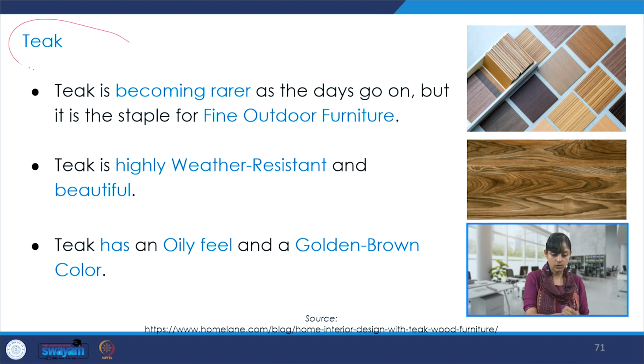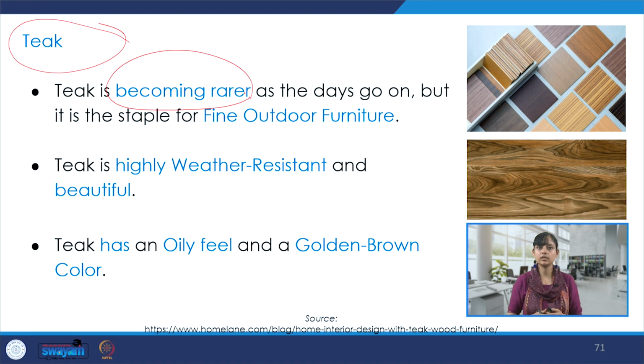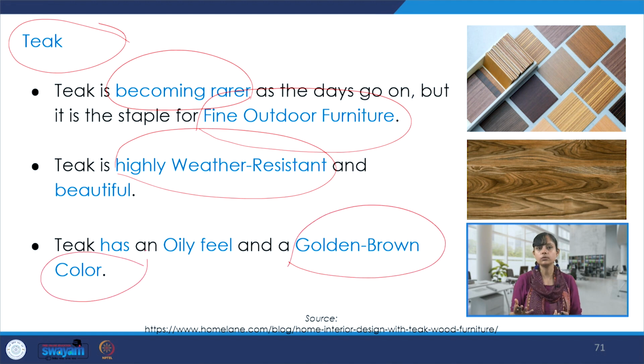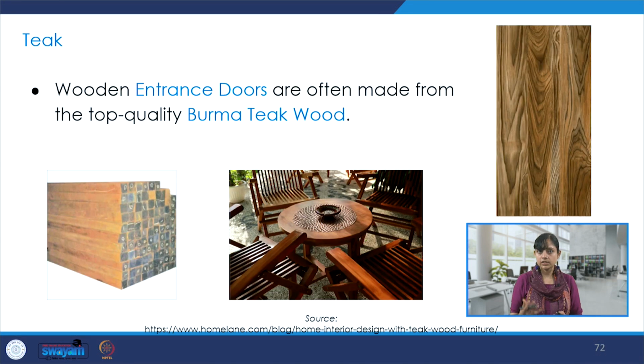Then there is teak, of course very popular, but it is becoming rarer because of forest laws and environmental concerns. But it's quite suitable for fine furniture, both interior and outdoor. Highly weather resistant, very beautiful to look at. It has an oily feel, and a very beautiful natural golden brown color. Wooden entrance doors are often made from top quality Burma teak wood, very popular, quite exquisite, very expensive also.